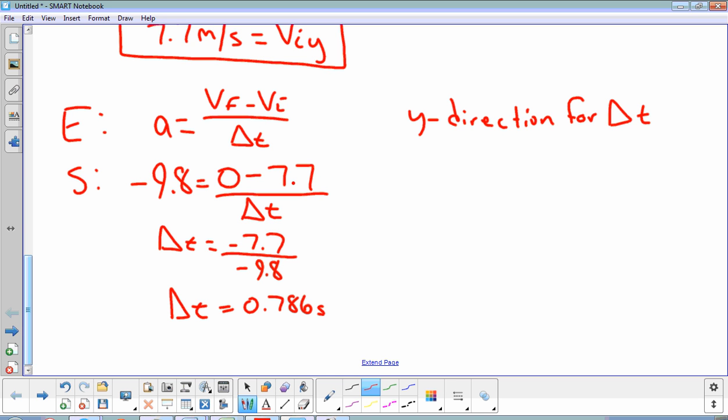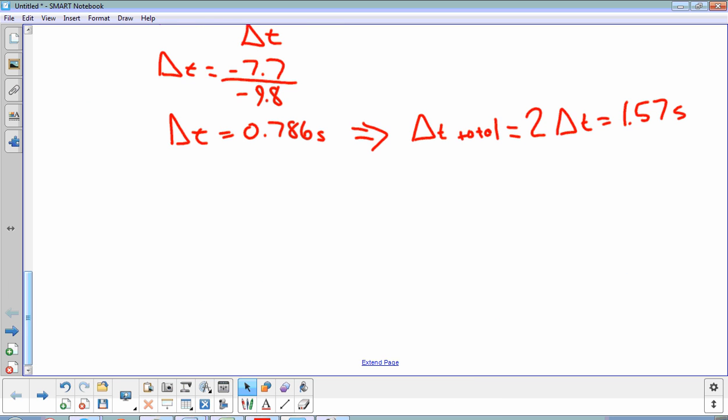Because we said max height would be at half the time, right? So for the total time, delta T is going to equal 2 times delta T. We wrote that up on our diagram. So 2 times 0.786 is going to be 1.57 seconds. Okay? We're almost done. 2 more equations. Like I said, this was the hardest question we had on this whole entire sheet.